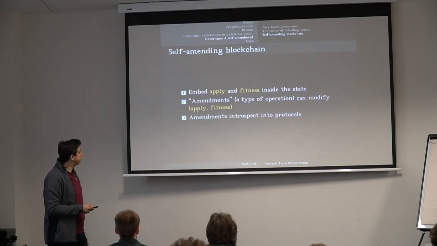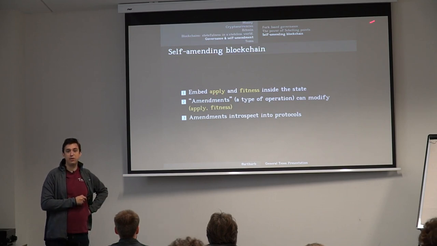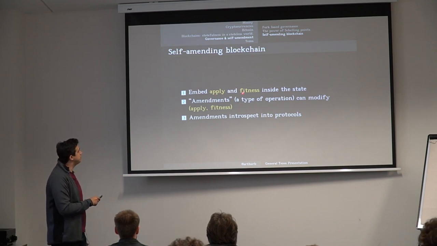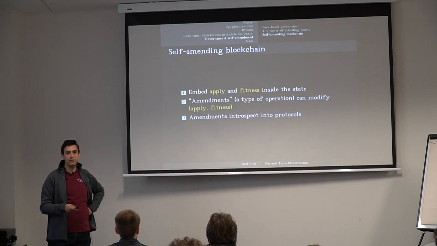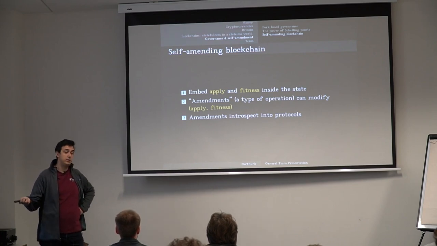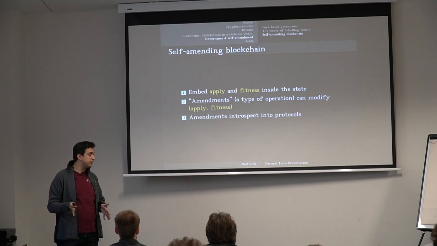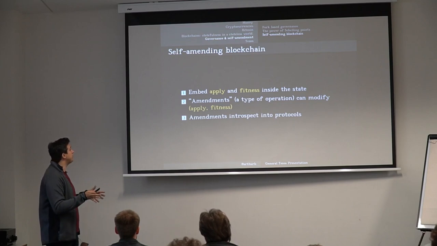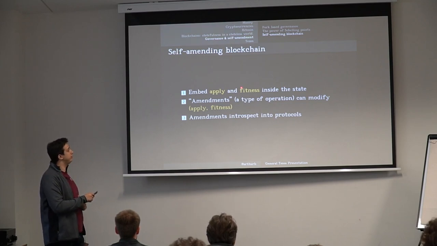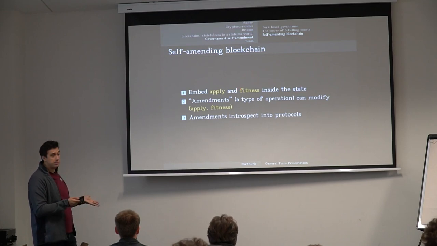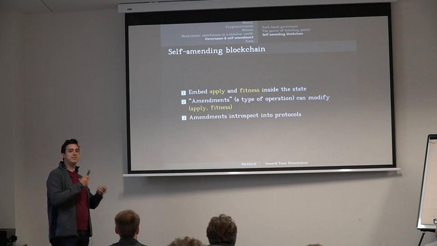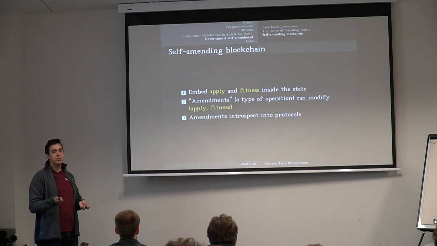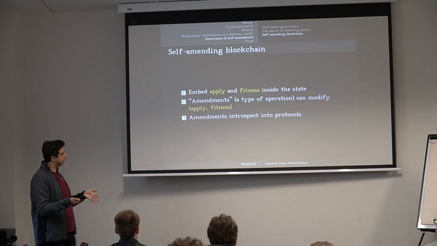So how do we do that? Well, you remember the apply function and the fitness function? We can treat those functions as a value and put them inside the state that we modify. So now the state of our blockchain, instead of just containing the state of balances or the total amount of work, is also going to contain the function itself. And we'll have a new type of operation called an amendment, which can modify those. So now I can not just make transactions, I can also submit operations which modify the rules of the ledger.